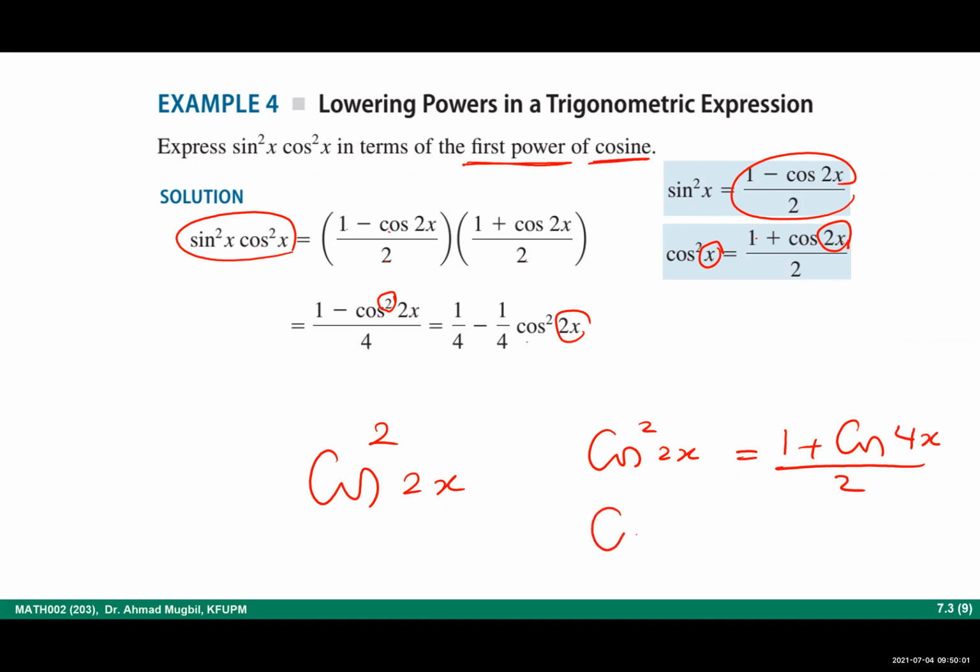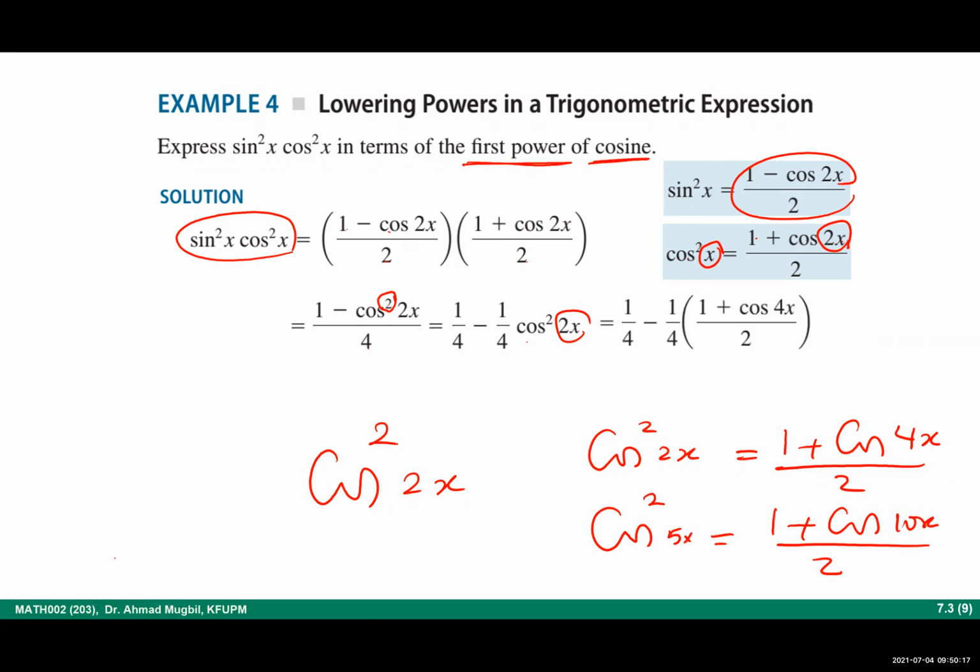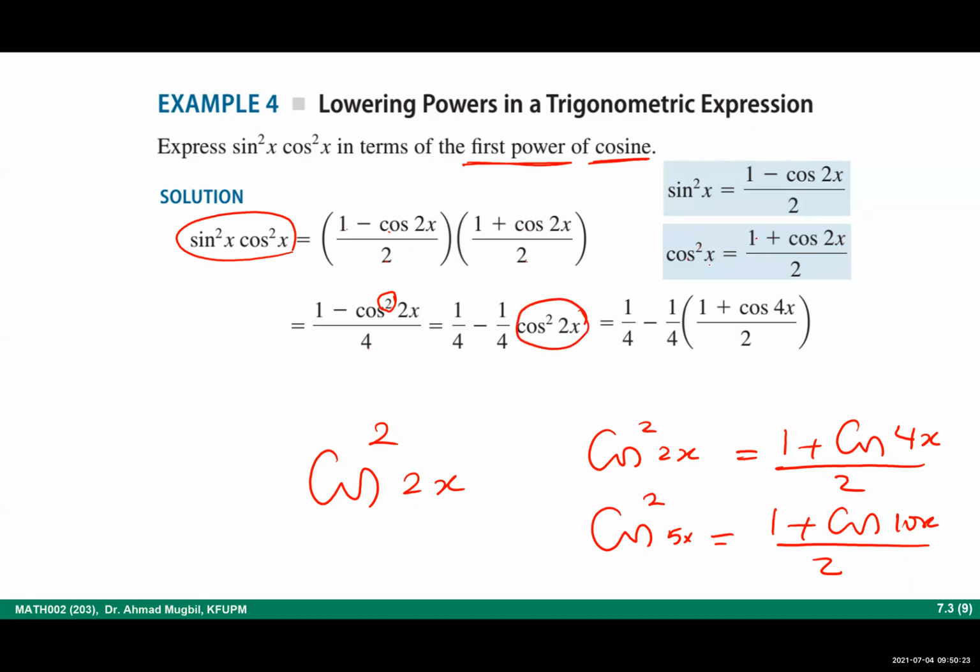So in general, ya Shabab, when you have cosine squared theta, it is 1 plus cosine the double of theta over 2. Whatever theta is. For example, if this theta is 5x, this will be 10x, and so on. So now I want to lower the power again. I will apply this formula again, but of course here I will put the x. This will be 2 times 2x. It will be 4x.